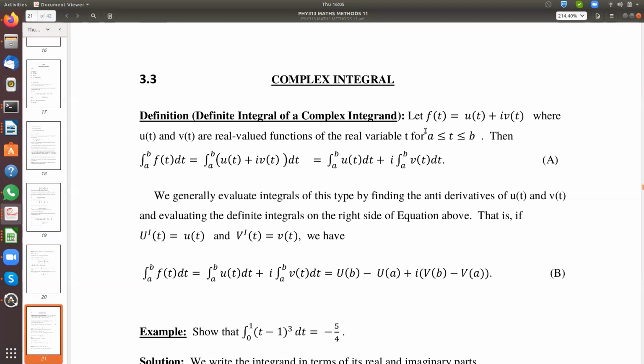So we said let f of t equal u of t plus i v of t, where u of t and v of t are real-valued functions of the real variable t for a less than or equal to t, and t less than or equal to b. Then this expression, we can write in this form: integral from a to b, that is the boundary now.